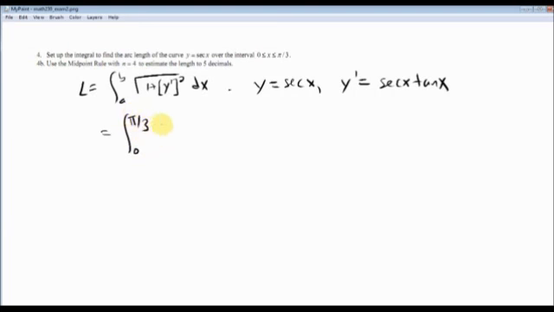Pi over 3. So you get 1 plus secant tangent squared dx. So that's 4.